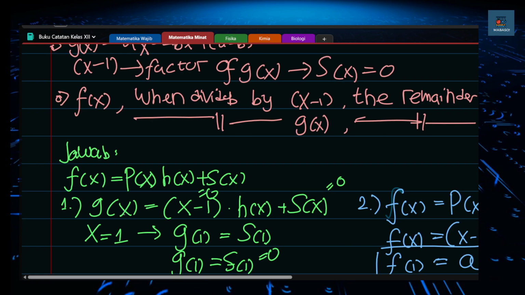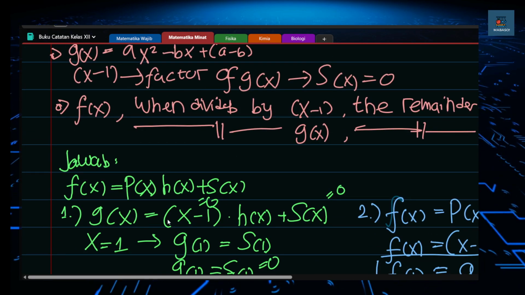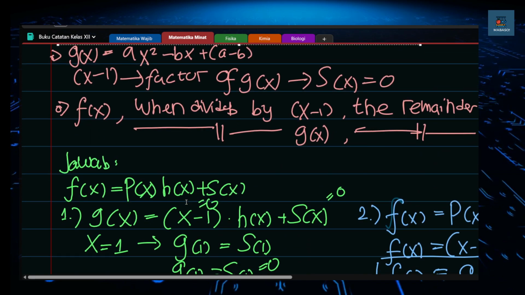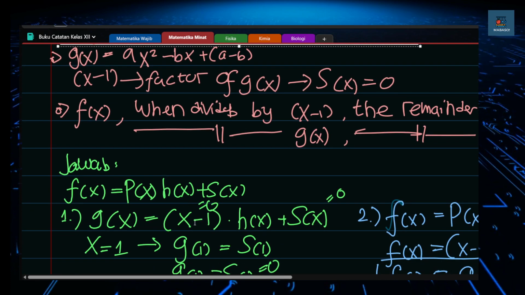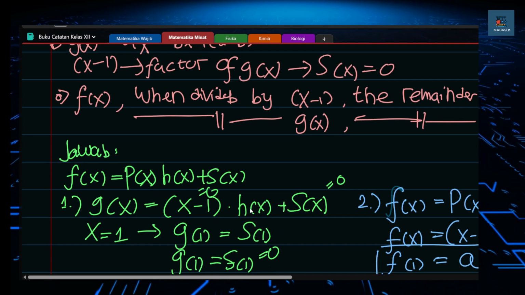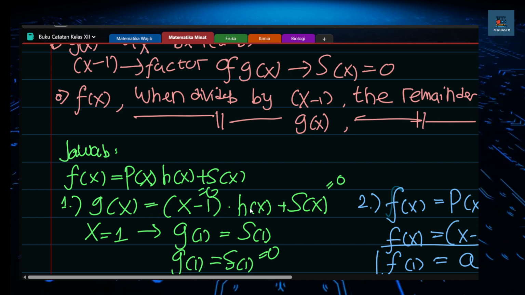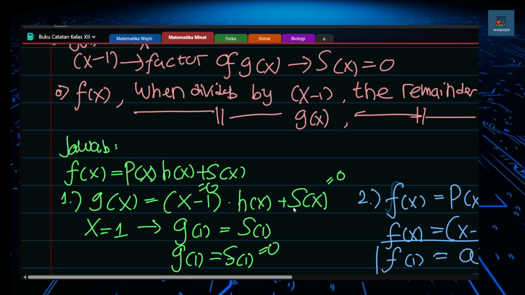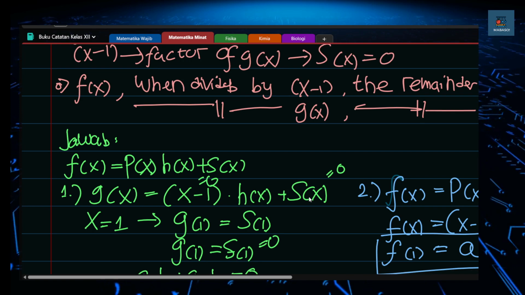Now I want to describe g(x). So g(x) would be equal to the divisor, and I'll use x minus 1 since that's the information from the question, so x minus 1 times h(x). We don't have to know exactly what the result of the quotient is, so let's just write it as h(x) plus the remainder, s(x).